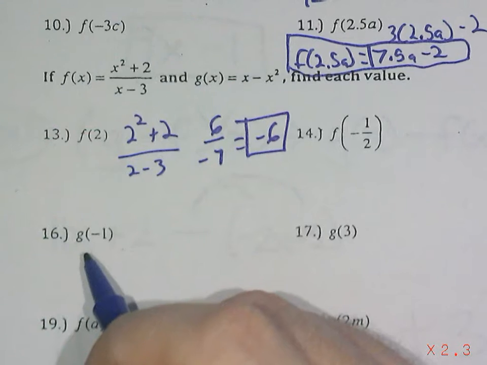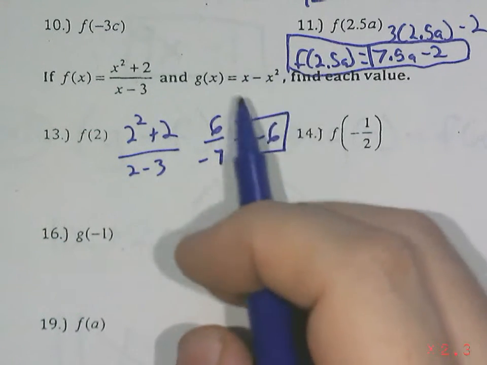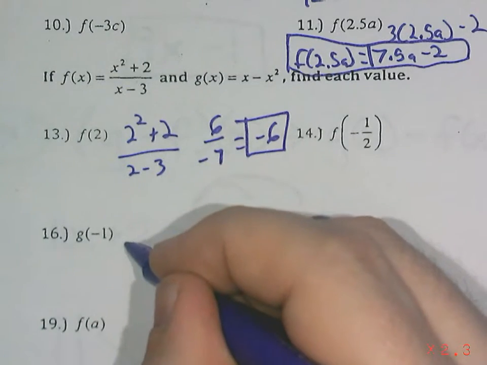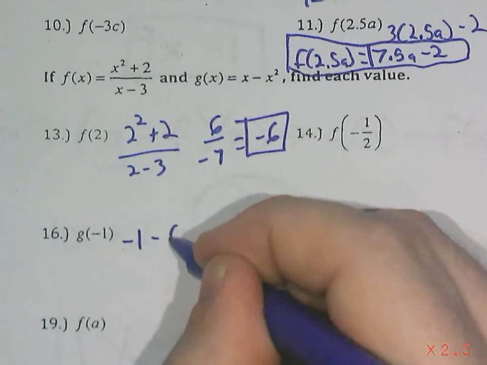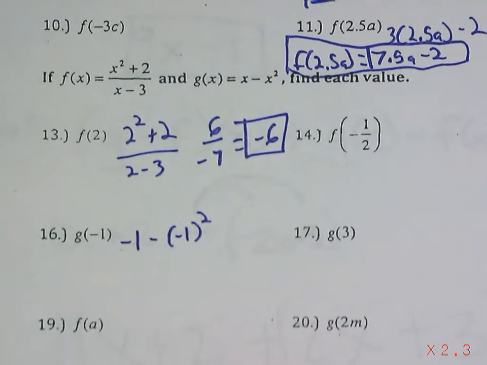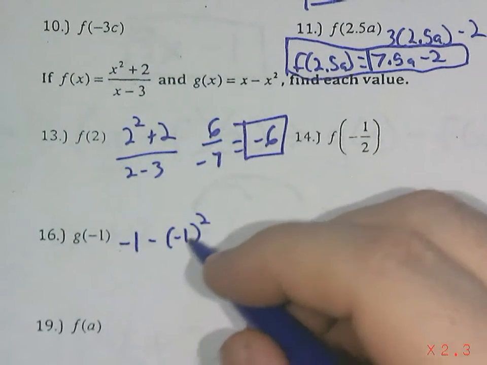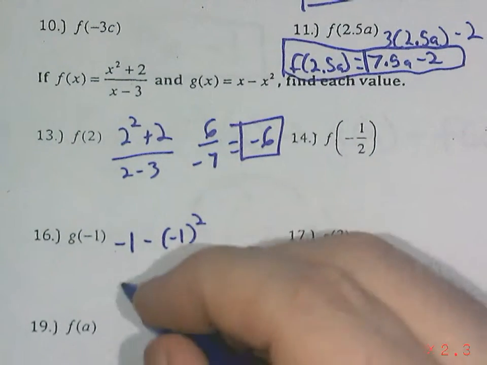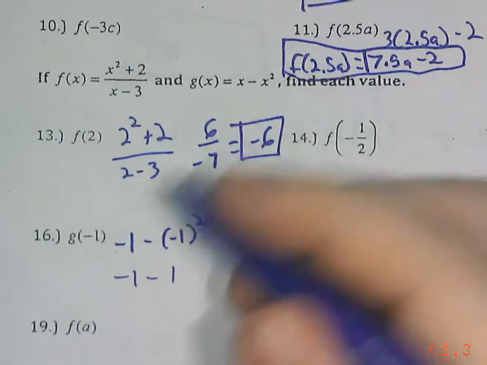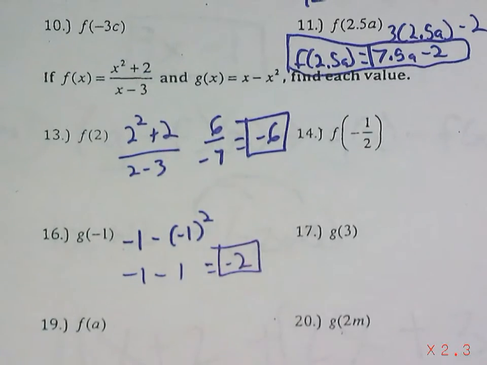Let's try this one. This one's g of negative 1, so it's wanting me to replace the x's in the g function with negative 1. So it'd be negative 1 minus negative 1 squared. This is where we get kind of tough because of the order of operations. But negative 1 squared, I'm going to do that first. Negative 1 times negative 1 is going to be positive 1. So then I have negative 1 minus 1, which is going to be negative 2. That'll be my answer. Not too tough, right?